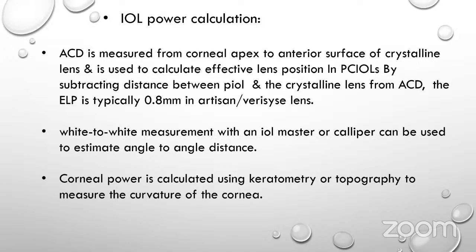ACD is measured from the corneal apex to the anterior surface of the crystalline lens and is used to calculate the effective lens position in PCIOLs by subtracting the distance between the posterior intraocular lens and the crystalline lens from the ACD. The effective lens position is typically 0.8 mm in Artisan. White-to-white measurement with an IOLMaster or caliper can be used to estimate the angle-to-angle distance. Corneal power is calculated using keratometry or topography to measure the curvature of the cornea.